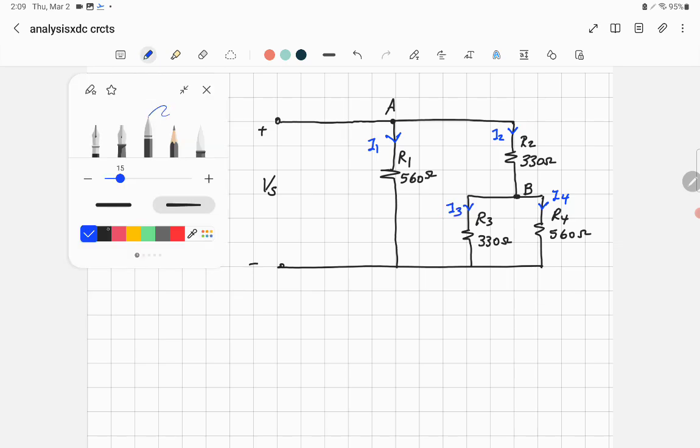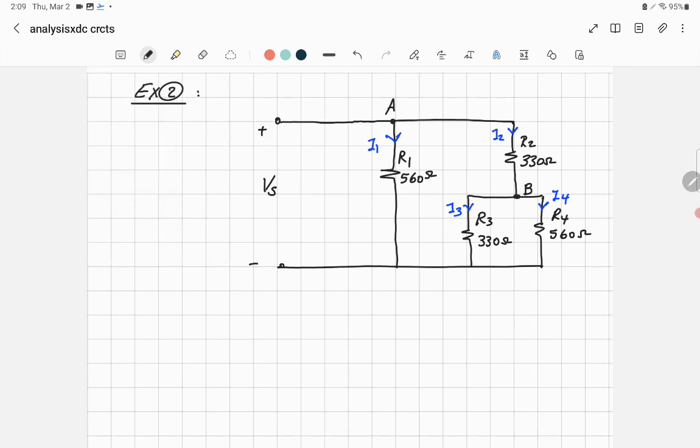Okay, so that's the given. Well, what's required? It's required that if the voltage is equal to 50 volt, that's the volt of the supply, what is the value of I4? So it's required to find I4.